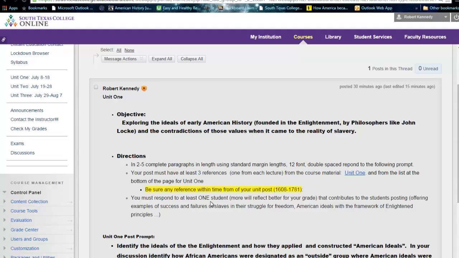Sometimes 3. Your post must have at least 3 references. I changed this up from the directions, so do take note of this. The directions now list this as well. Your post must have 3 references, 1 from each lecture, let me emphasize that. So you need to reference the age of expansion and conquest. You have to reference the development of slavery, and you have to reference salutary neglect in this post.